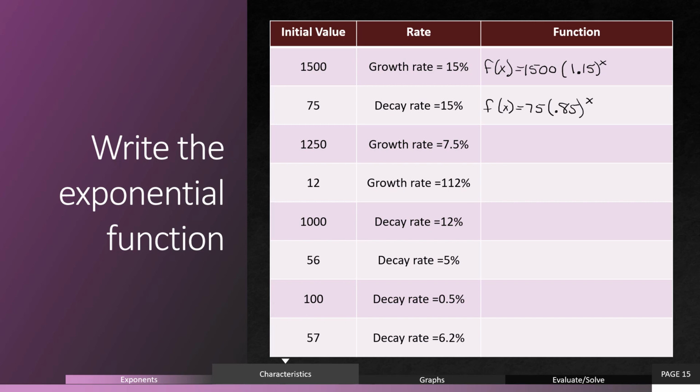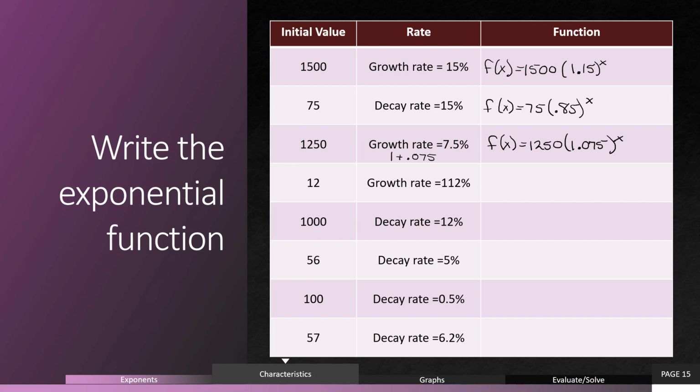Next one, we have a growth again. Now this is a decimal, and sometimes people like to write it out and say, okay, that's 0.075. If you like to do that, sometimes it's helpful. So f of x, and that's 1250. That 1 plus that 7.5% to the x.